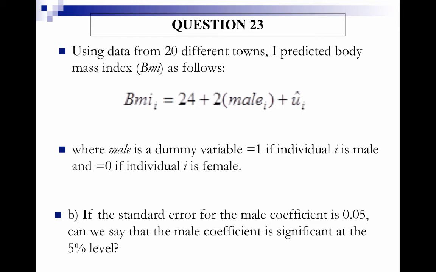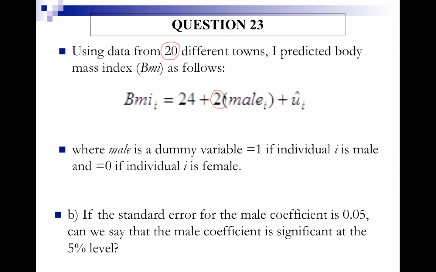Now we're given the standard error for the male coefficient, which is 0.05. So we're asked, can we say that the male coefficient is statistically significant at the 5% level? So we're looking at whether it's significantly different from 0. The null hypothesis is that beta 1 is equal to 0. The alternative is that it's not equal to 0. We're looking at a two-tailed test with an alpha level of 5%. Degrees of freedom are equal to 20 minus 1 minus 1, or 18.